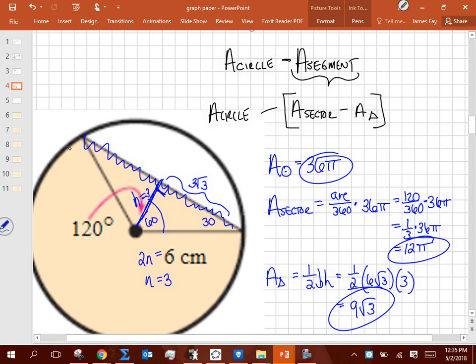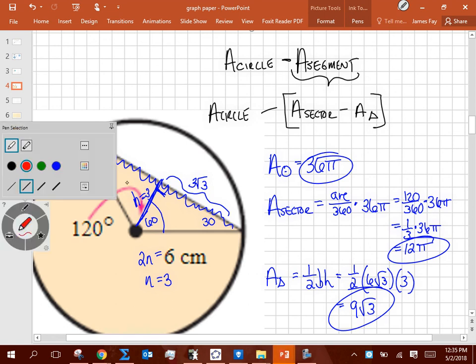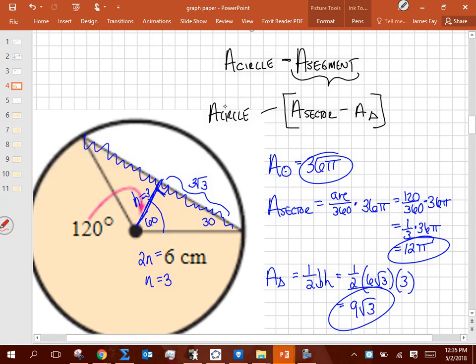I'm going to plug them into this kind of generic setup that I have here. Area of the circle, we said was 36 pi, minus, I'll put my parenthesis, area of a sector was 12 pi, minus the area of the triangle, which was 9 radical 3, right? Now, why did I put parentheses there? Because I'm subtracting a quantity, right?